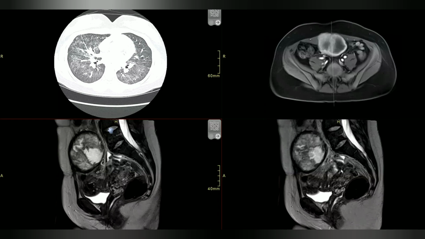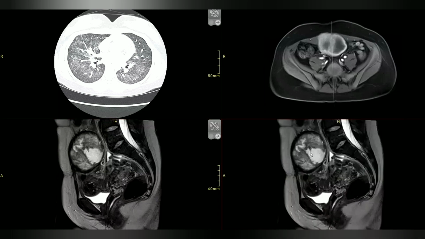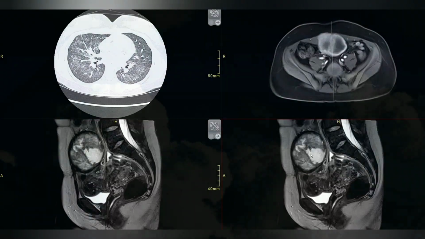Yeah. So she has mets. She has other mets also. She has them in the lungs. She has them in the abdomen. So, okay. Yeah. So good case. Good. Very good attempt.